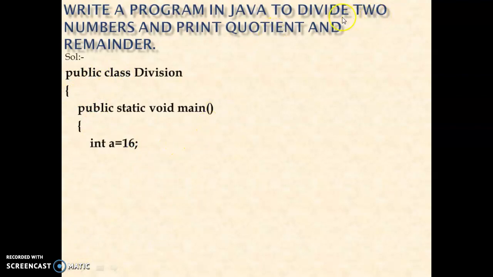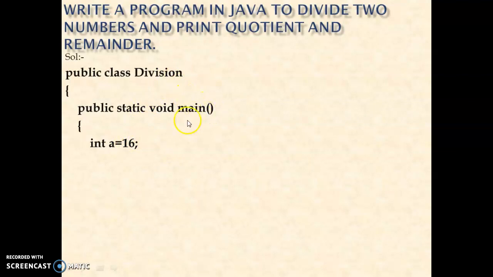Then to divide two numbers, first we need two numbers. Then only we can divide it. First number is A, which is integer type. int is a type of variable, which means integer. Then you write down the name of the variable, any name. Here I am giving A. Suppose you can give X, Y or anything, any name you can give, and equal to, and take any number. Here I am taking 16. You can take any other number. Then semicolon.